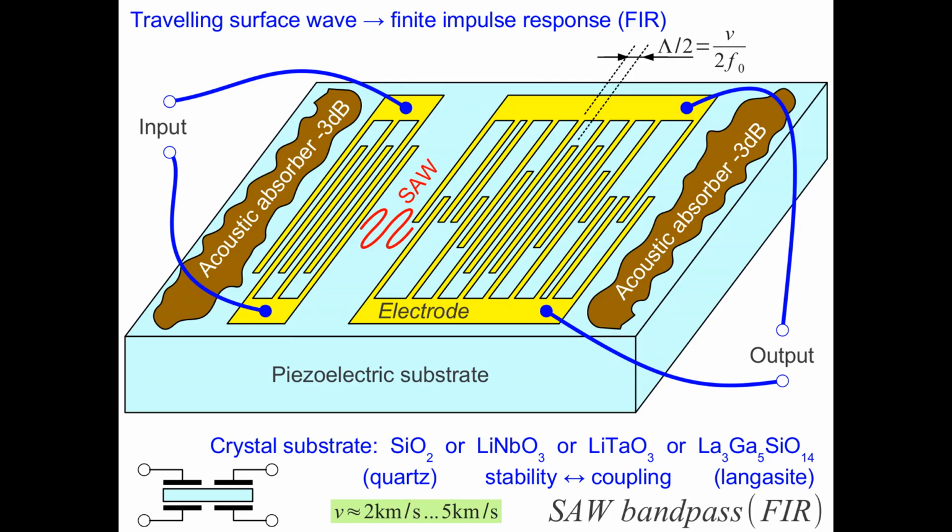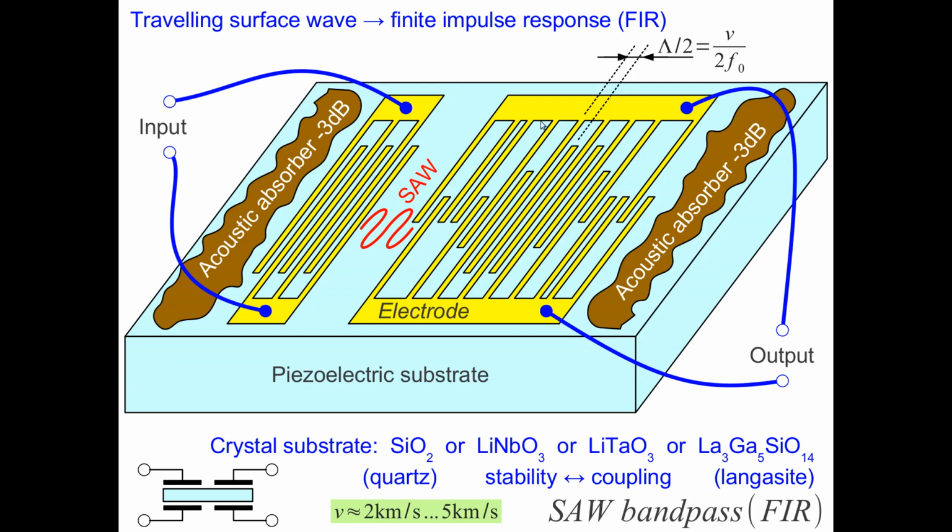Further, we can also build filters with traveling surface waves. Why with traveling surface waves? Because here we do not have the problem with the thickness of our substrate. Everything happens on top of this substrate, and we actually define the frequency operation of this filter with the spacing of the electrodes.